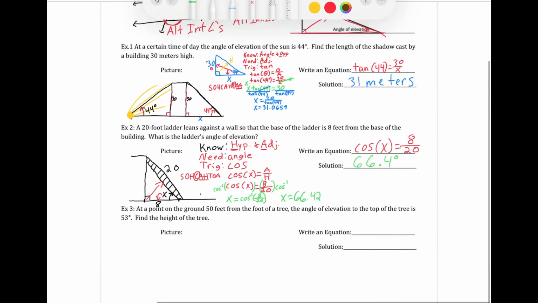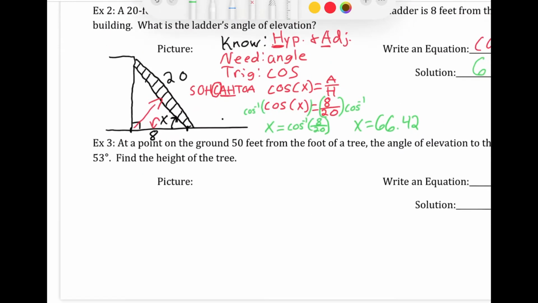Okay, let's try one more. So example 3 says at a point on the ground 50 feet from the top of a tree, the angle of elevation to the top of the tree is 53 degrees. Find the height of the tree.